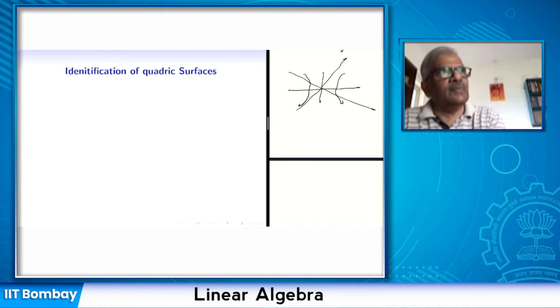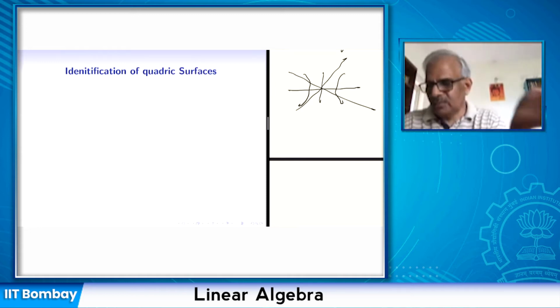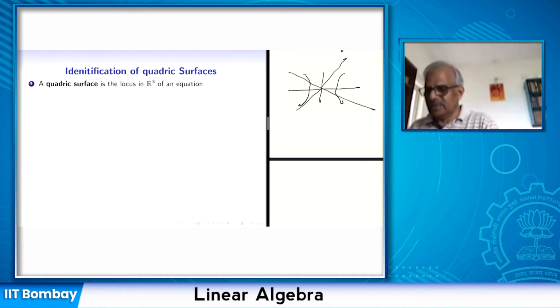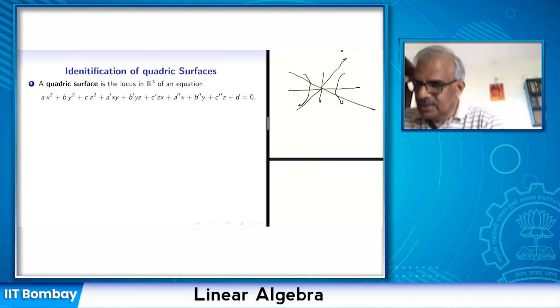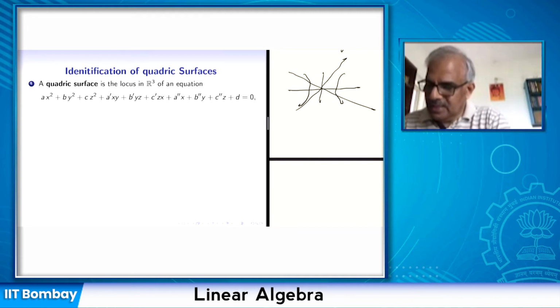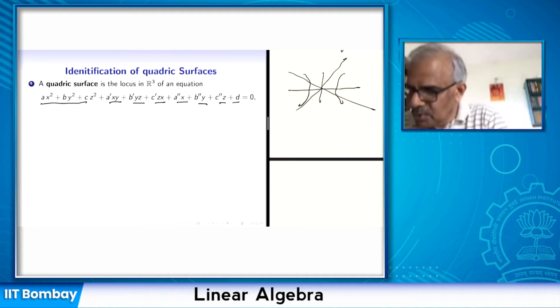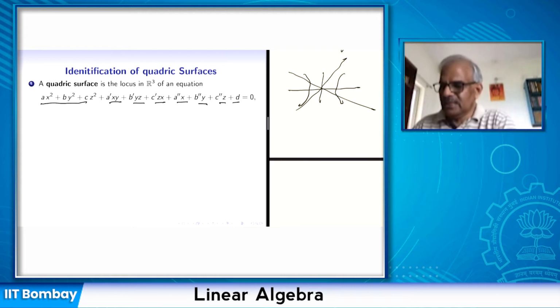Let us apply the same procedure. We will diagonalize a quadratic form in 3 variables now, by using a real symmetric matrix. So a quadratic surface is the locus in R3 of the following equation. There are degree 2 terms, pure terms, there are mixed terms, and then there are linear terms. This is the most general quadratic equation in three variables, and we want to understand what surface it represents.